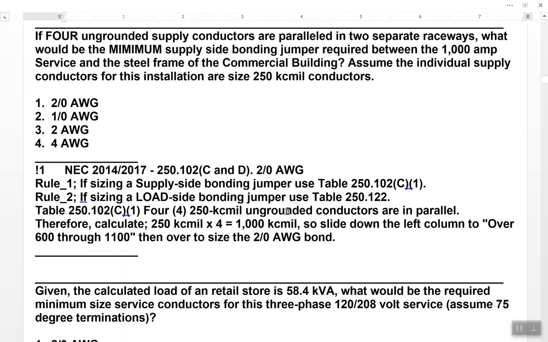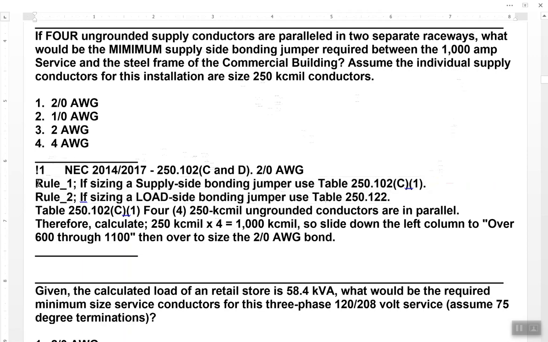And notice it's requiring a bonding jumper on the service side. So let's go to our code books, 250.102. It's a table, right? There's an article and there's also a table. And I do want you to put this rule in your notes. I'm going to highlight these rules so we can write them in our notes now.